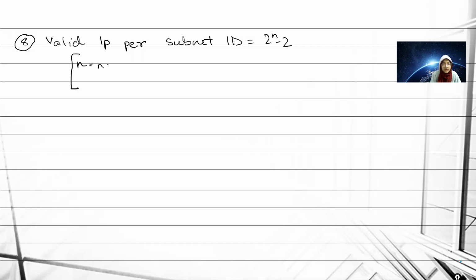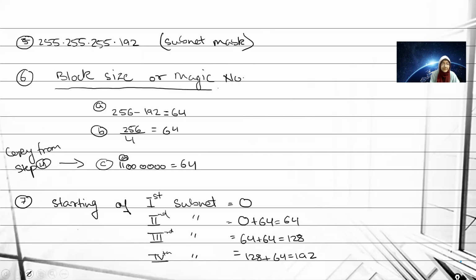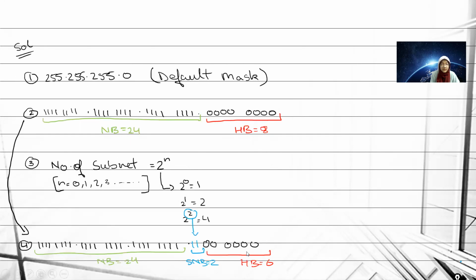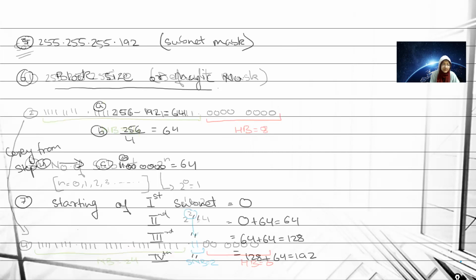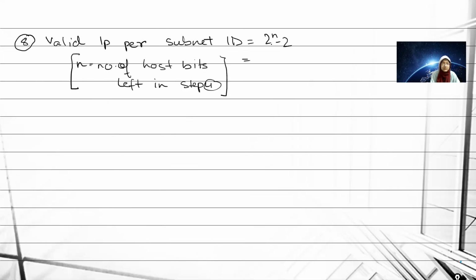N is equal to the number of host bits left in step 4. So how many bits did we leave there? We left 6 bits of hosts here. 2 to the power 6 minus 2, which is 64 minus 2, which comes to 62.